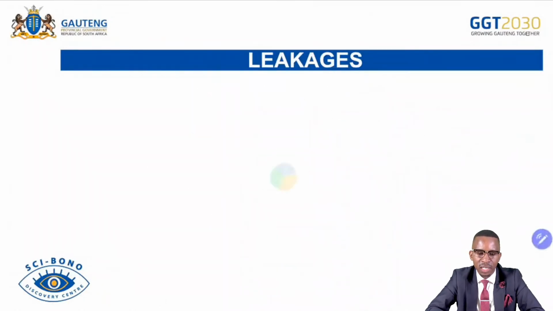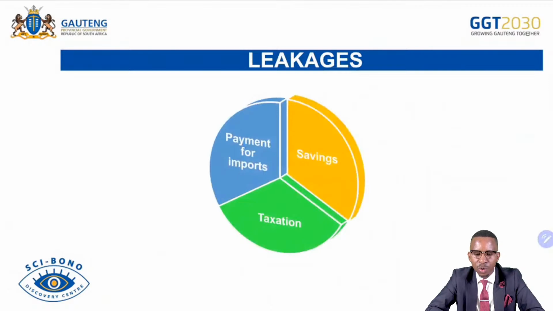Then we talk of leakages now. Remember, leakages include savings, taxation, as well as payment for imports. Why are savings leakages? Remember, when money is saved in the financial institution or financial market, that money is not available within the circular flow, or is not available within the circulation. It is kept, it is not spent or used.